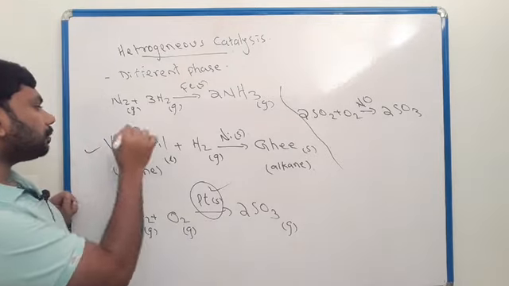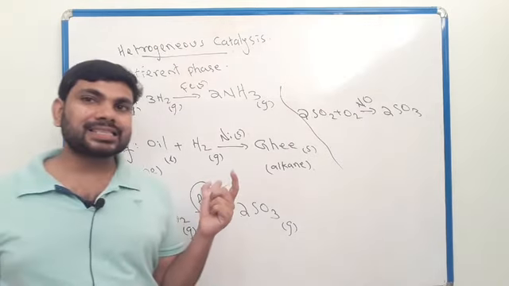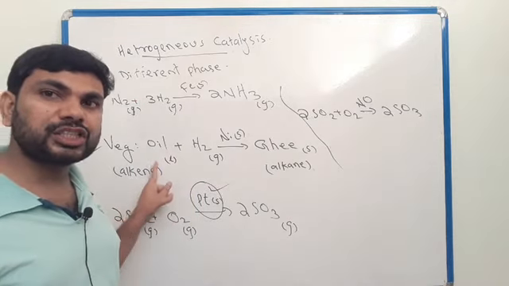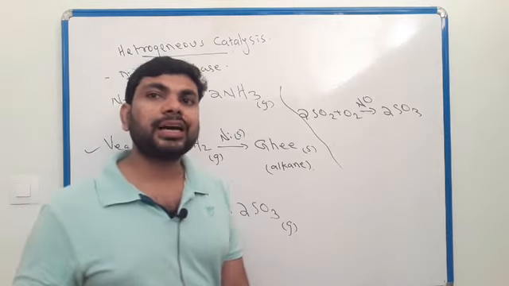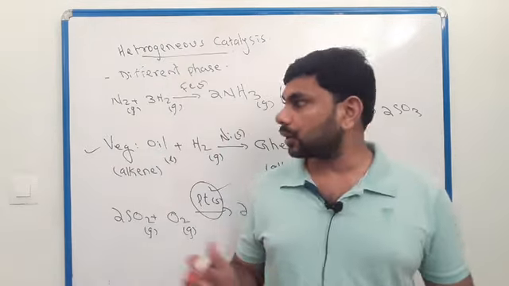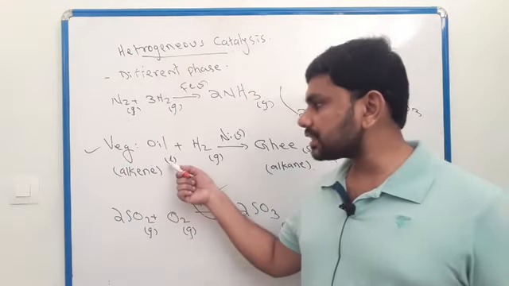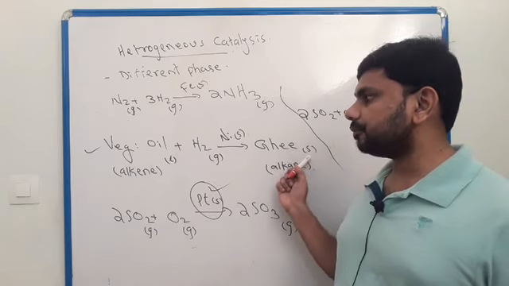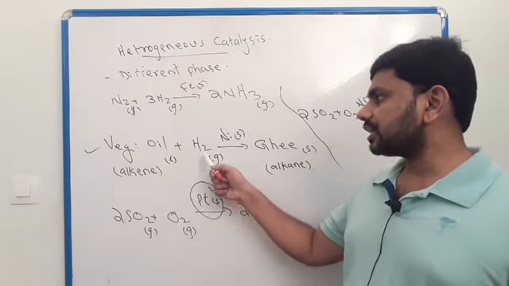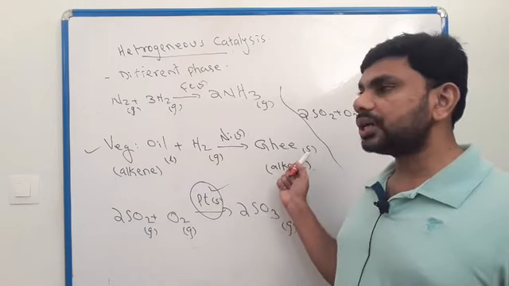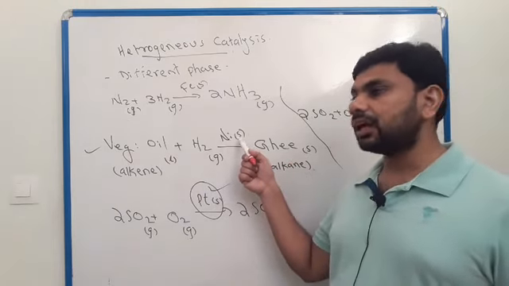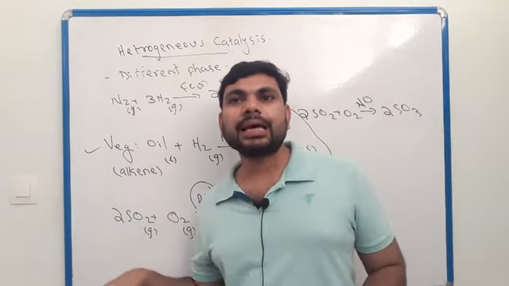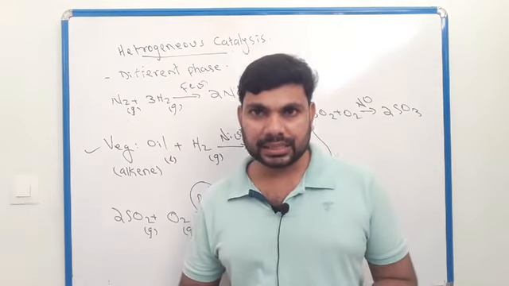Okay, another example for heterogeneous catalysis: hydrogenation of vegetable oil. Vegetable oil, after hydrogenation, will change to ghee. Vegetable oil is liquid state. In presence of hydrogen, it changes to ghee. Ghee means solid state. Here liquid state, hydrogen gaseous state, ghee solid state. Here the catalyst, nickel, is also solid state. So they are in different phase. So it is an example for heterogeneous catalysis.